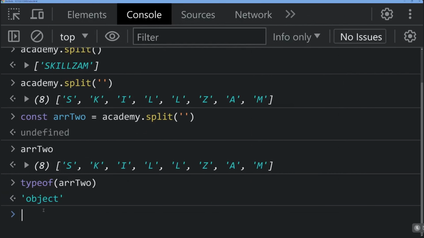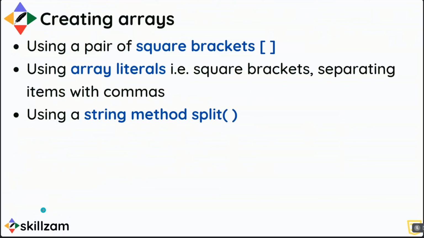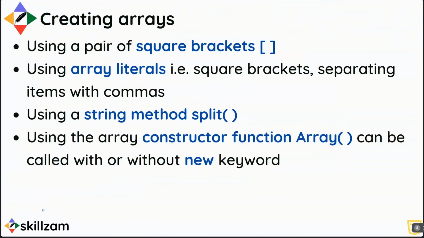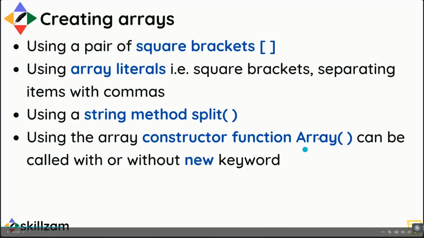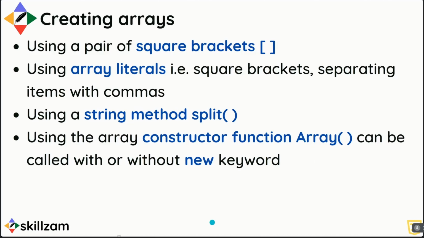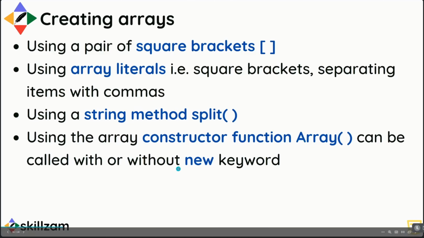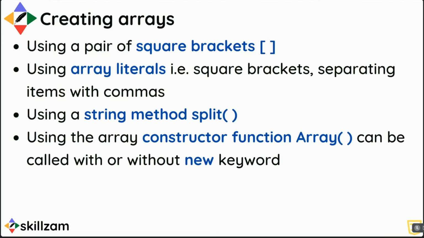But now just keep a thought in the back of your mind that an array is of the type object. All right, now arrays can also be created using a constructor function, the inbuilt function called Array, with a capital A. Always a capital here, with or without using the new operator.